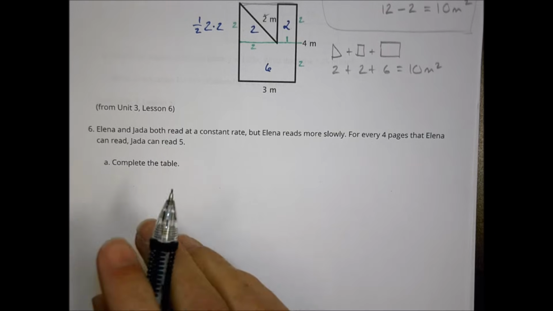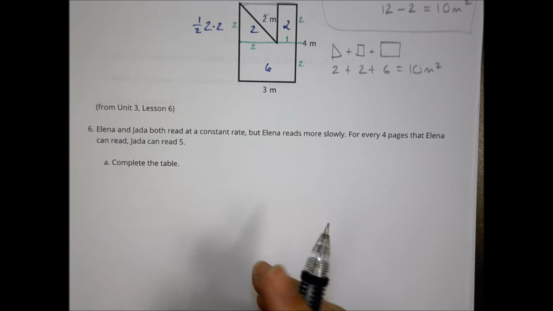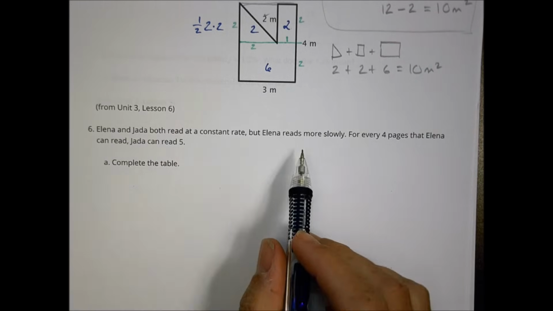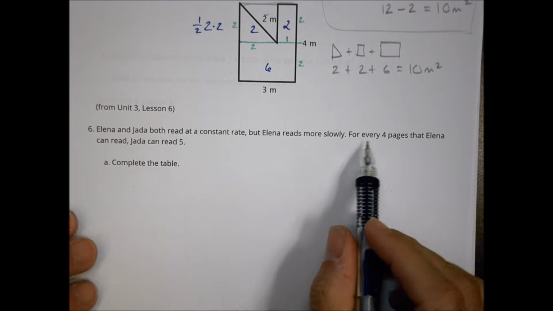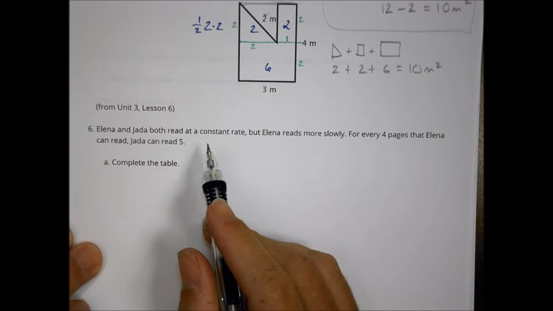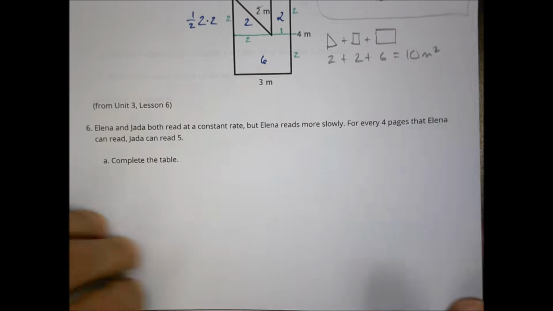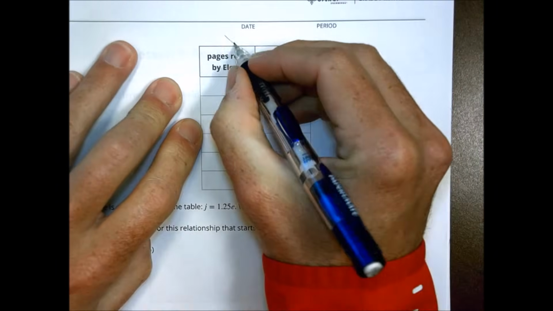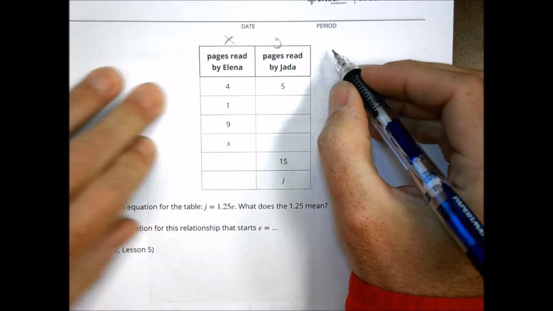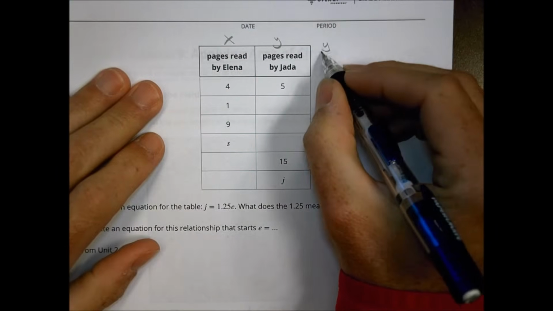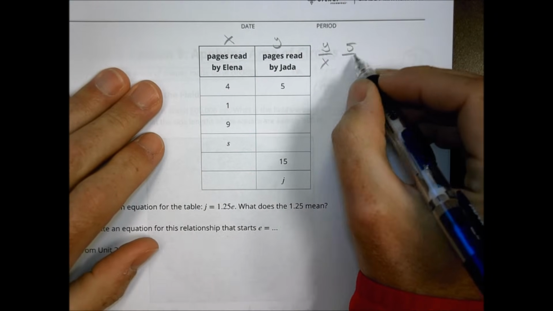All right, and our last one. It says Elena and Jada both read at a constant rate, but Elena reads more slowly. For every 4 pages that Elena can read, Jada can read 5. Complete the table. Well, here's our table on the next page for our last one today. Okay, and like always, tables are very helpful. We can think about it as an x and y, and so in terms of that rate she's reading, it's the y over x, which is 5 to 4, is what we're talking about here.